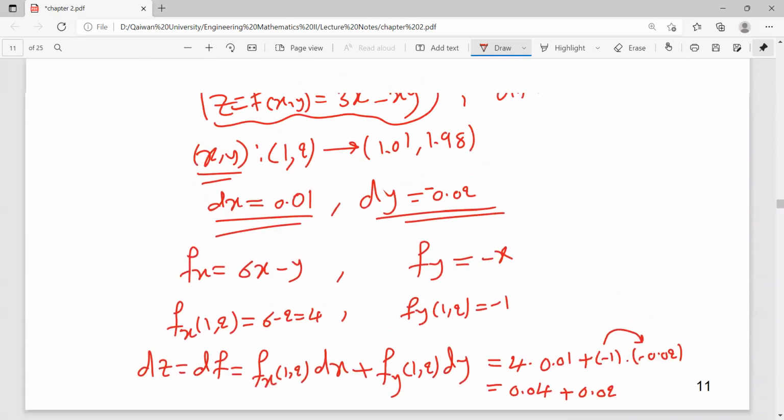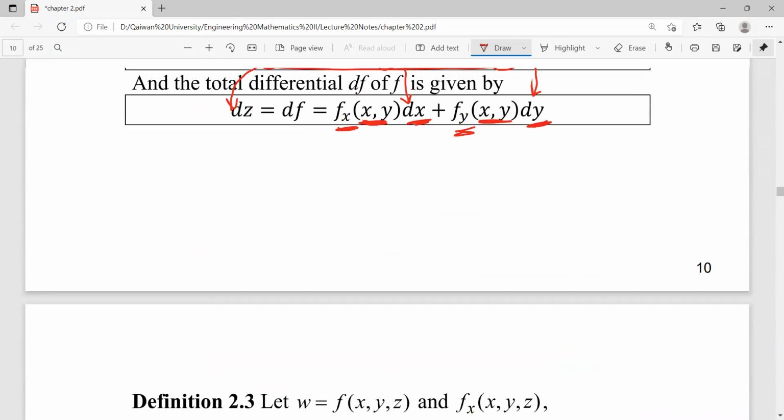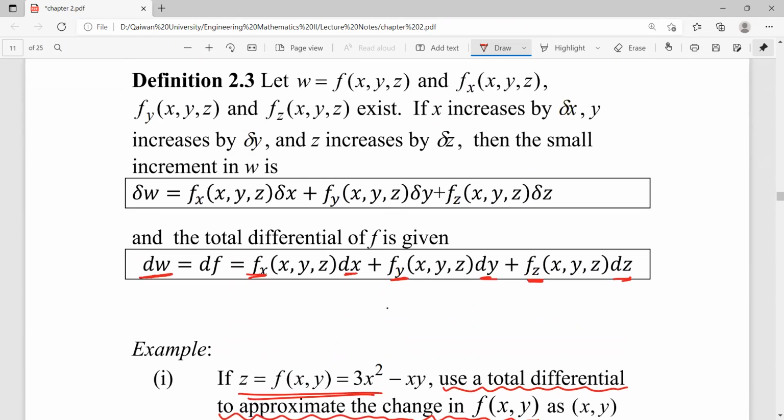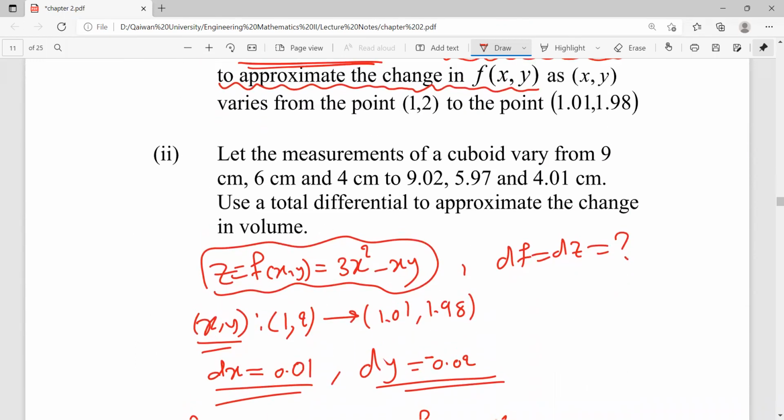Here, you just need to use these rules. For functions of 2 variables, you just need to use this equation. And also for functions of more than 2 variables, we use this equation for solving. Here we have another example. In the second example, let's take a break. After the break, we'll try to solve it.